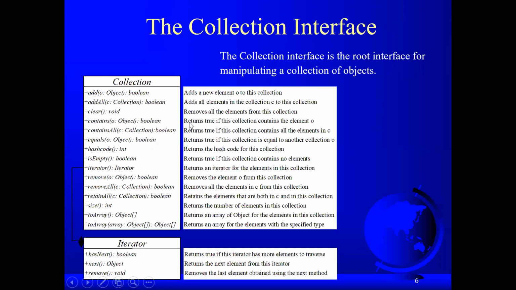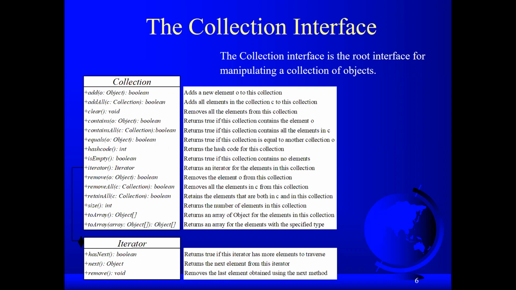If you see the description next to it, clear means removes all elements from this collection, and contains checks if it is present or not. So there is some list. I know the object, and I would like to check whether this object is present or not. So directly by calling the contains method, I can get to know. If it is containing, it will return true.